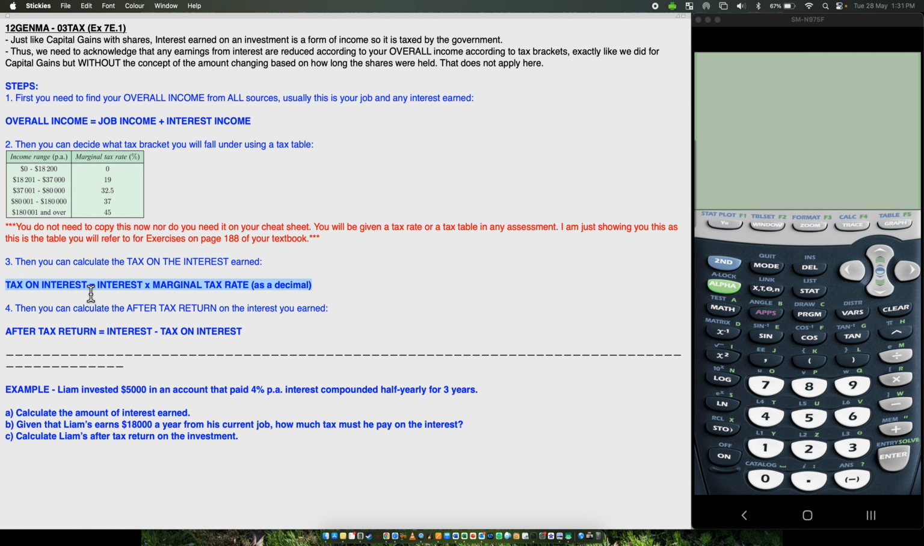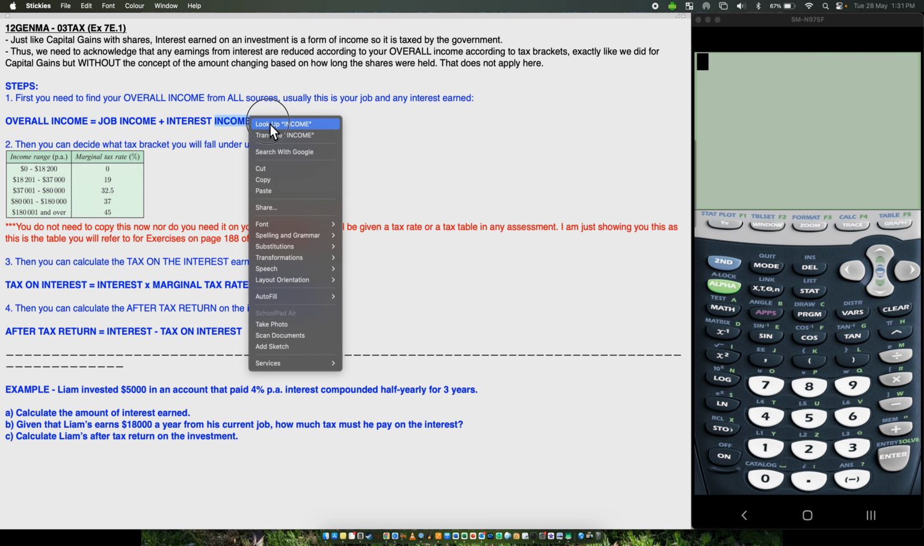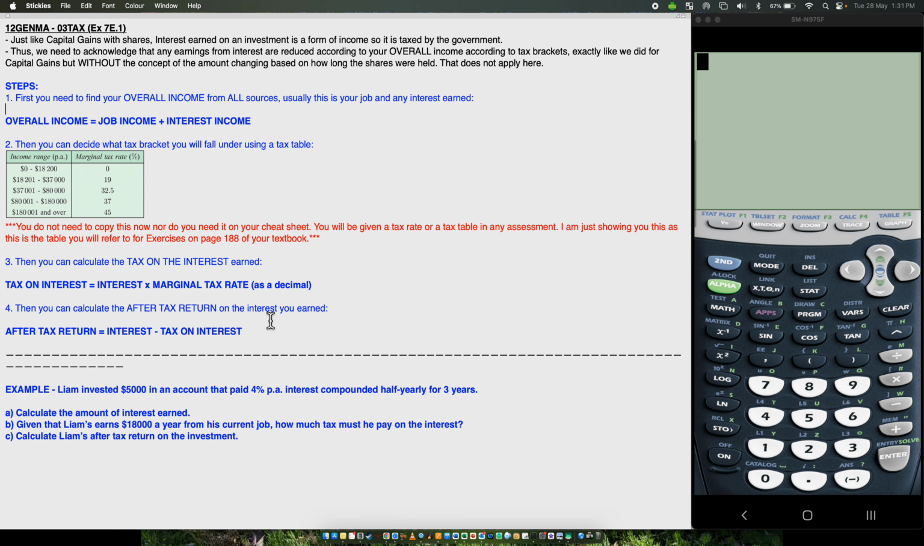Very similar to what you did last time. And then step 4, you calculate the after-tax return, which is the interest take away the tax on the interest. Can you please get those 3 formulas in bold? After-tax return, tax on interest, and overall income. And then I'll do an example with Liam here. Then we'll go into inflation.